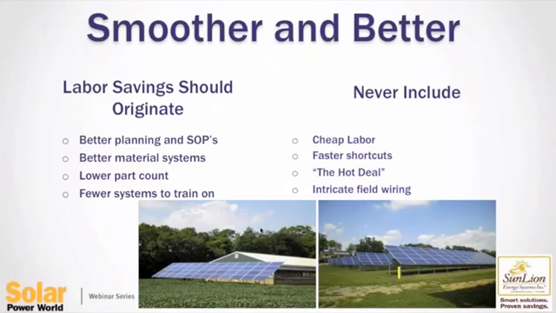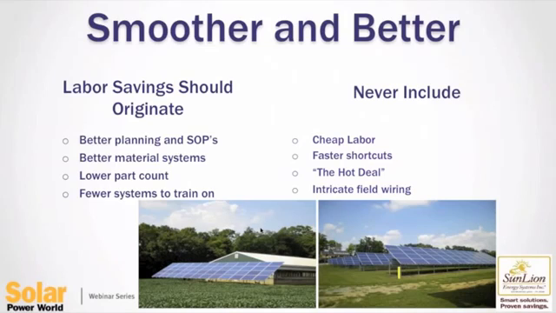So we move on to labor, and it's not cheaper and quicker, it's smoother and better. When we talk about labor savings, the conversation should be about planning and standard operating procedures, should be using better material systems. You don't buy a clamp, you buy a racking system, and those systems should be ones that flow very naturally through your company.